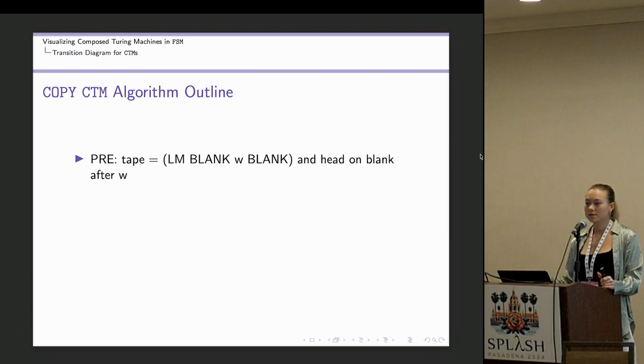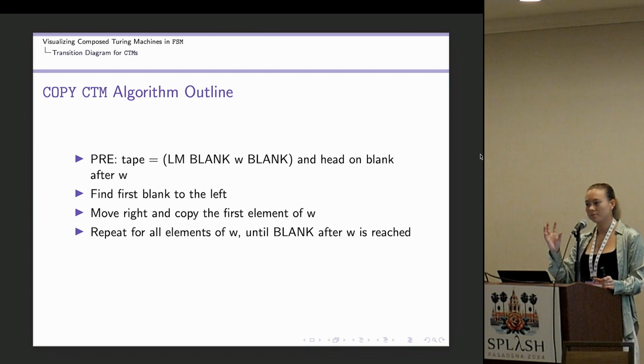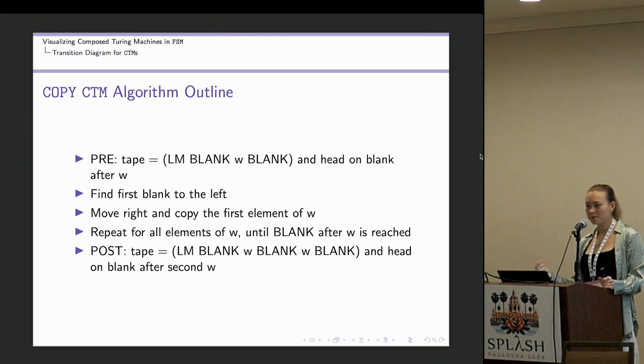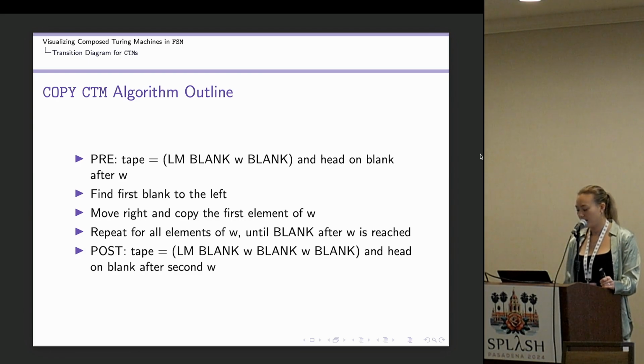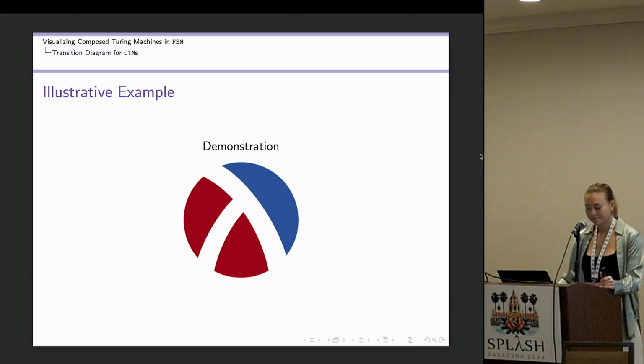The first thing this machine does is it moves ahead of the word. It finds the first blank to the left. Then it moves right into the word and copies the first element over. It repeats that for every element of W until it reaches the blank after the word. And then all that's left to do is readjust the head position and the post condition becomes true, which is that the word is copied on the tape and that the head is on the blank after the second W. And now we'll see a demo of this in code.